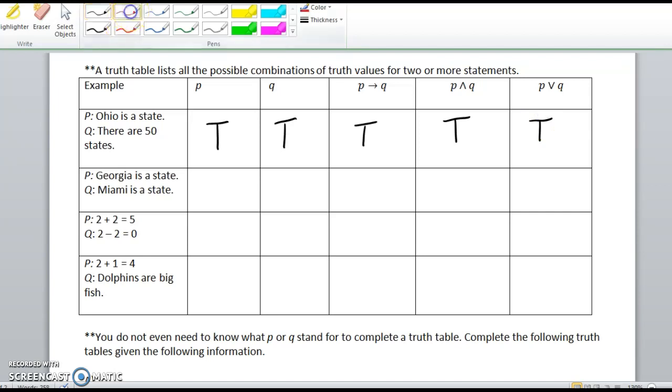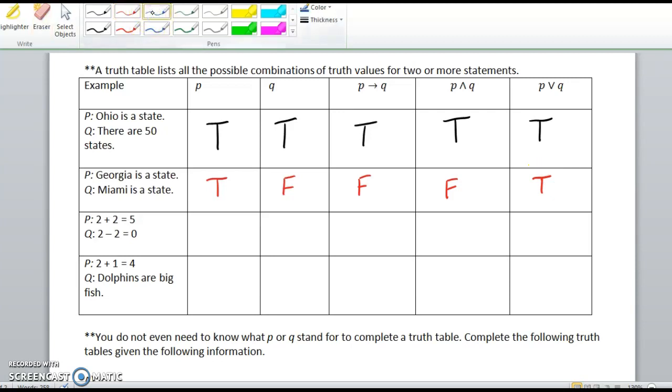Moving to my second example, I have Georgia is a state and Miami is a state. So P is true, we know Georgia is a state, but Miami is a city, not a state. So I know Q is false. So now I'm looking at P implies Q as true implies false, which is false. Then I have true and false. True and false just makes false. And then I have true or false, and since I have one true option, true or false is always true.